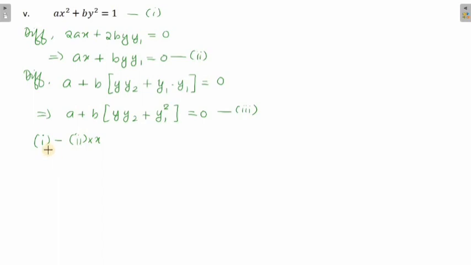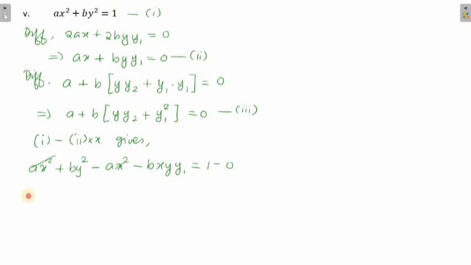Okay, so let's do this operation and check what do we get. So 1 minus 2 into x gives, so in the left hand side we have ax square plus by square in 1 minus, first let's multiply 2 by x, so you get ax square. Now minus is there, so that's why this plus becomes minus, so this becomes bxy y1 is equals to, so equation number 1 we have 1 minus 0 into x is 0. Remember I'm multiplying 2 with x, so that's why 0 into x is 0. So this and this gets cancelled.